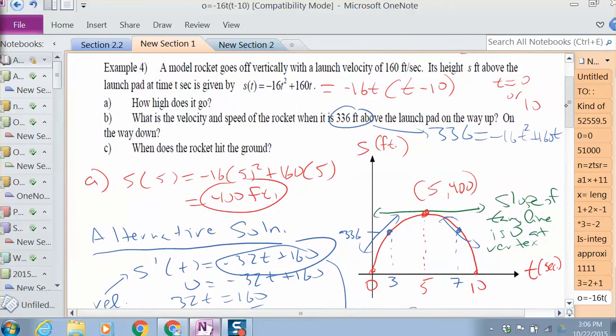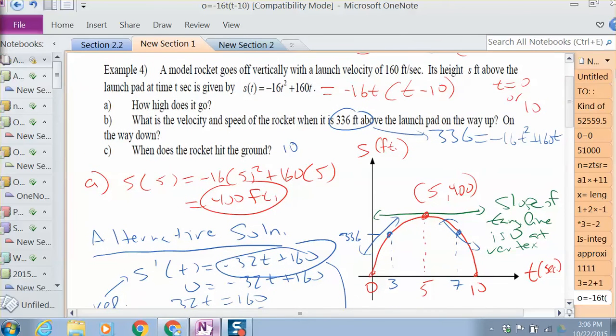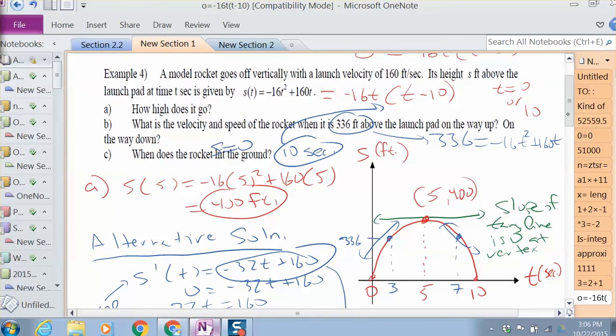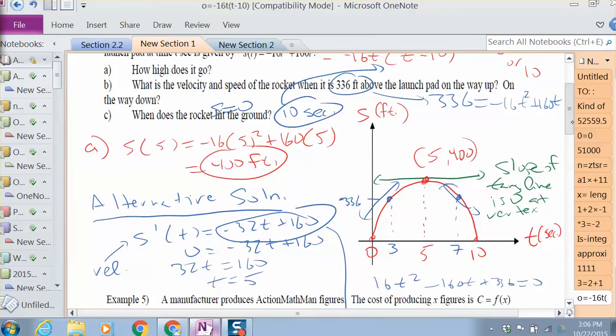Lastly, for part C, the answer is 10 seconds. That's because we already calculated it over here. We set the position equal to 0. And when you're on the ground, s equals 0. You're at 0 position because s is representing the height above the ground. So that's what happens for C.